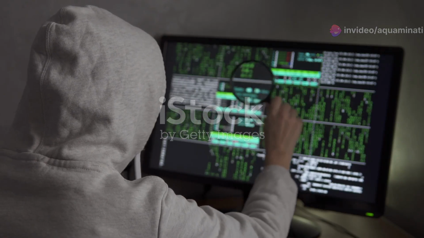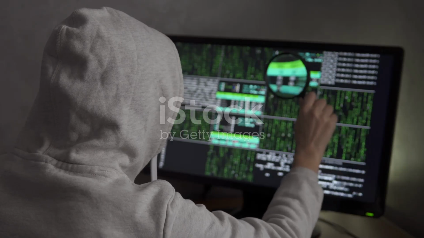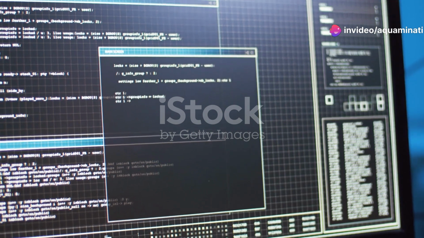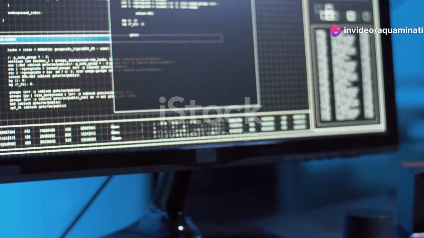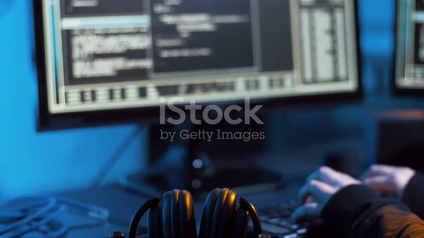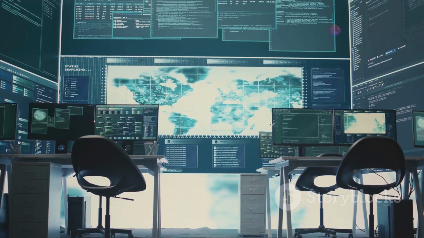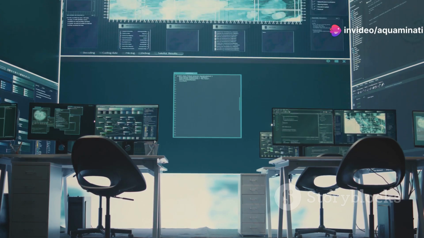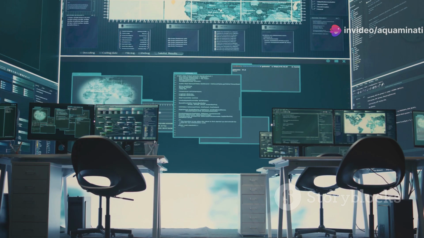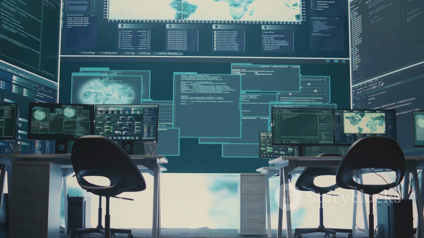By examining the code in a controlled environment, we can gain insights without the risk of activating any malicious functions. Static analysis involves examining the malware's code without executing it. This approach allows analysts to study the structure and logic of the code, identifying potential threats and vulnerabilities. It's like studying a blueprint to understand how a machine works before it's even built. By analyzing the code, we can predict how the malware will behave and what damage it might cause.